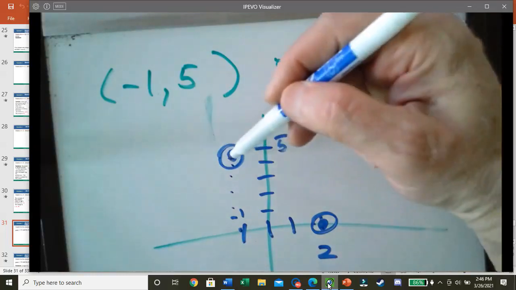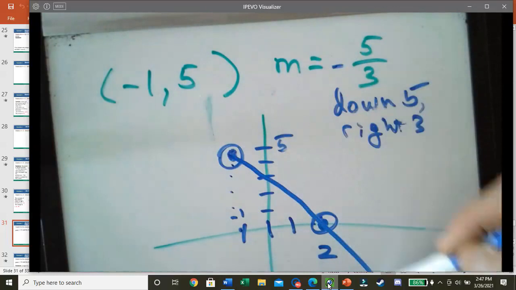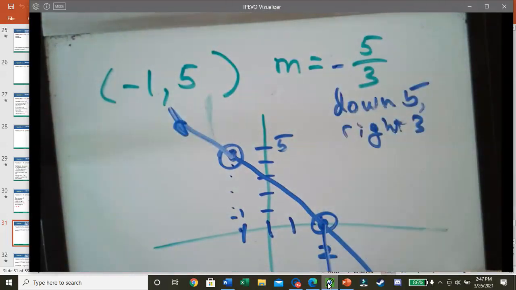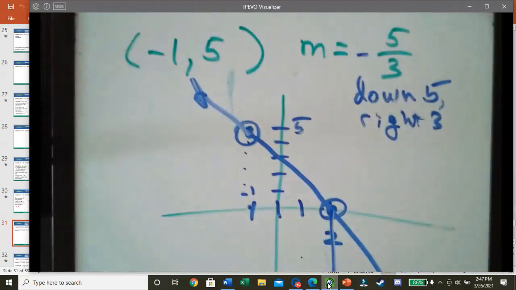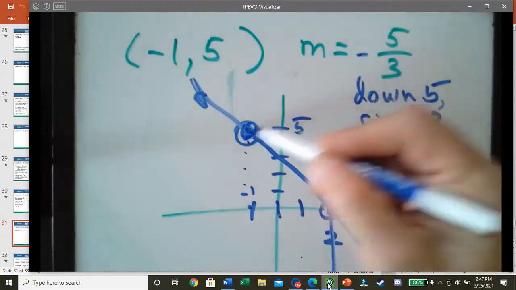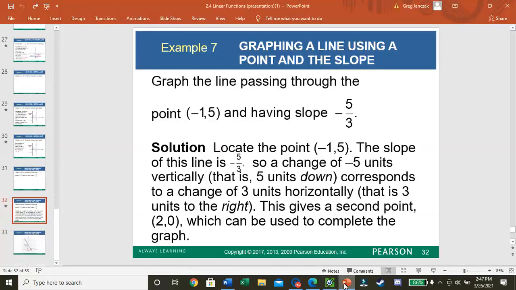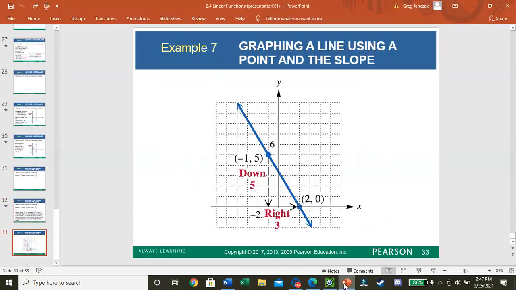Okay? So you join these points. That slope forever is going to go down 5, right 3, down 5, right 3, forever. That's why we can start at this point right here. We don't need to start at the y-intercept. We can use any point. It's just that when we're given an equation, we use the y-intercept as that first point. Okay? All right. Questions there?